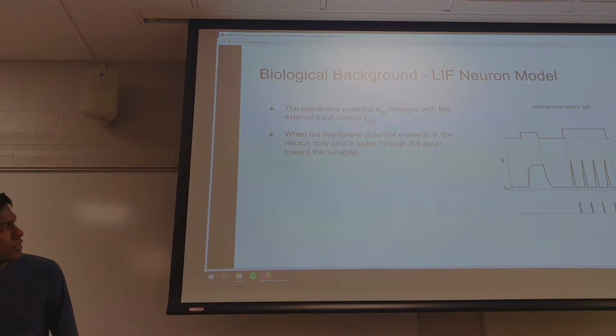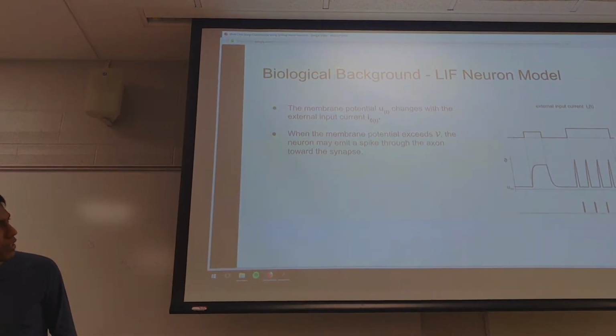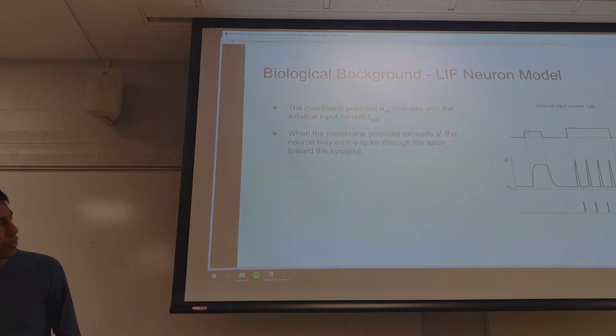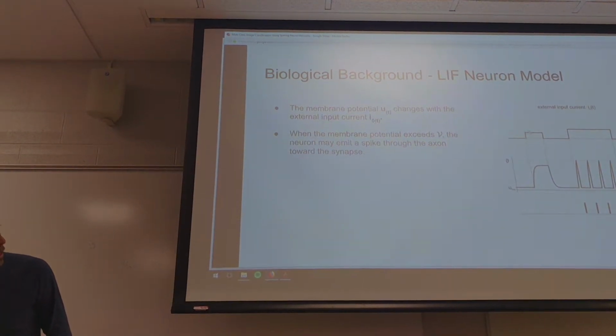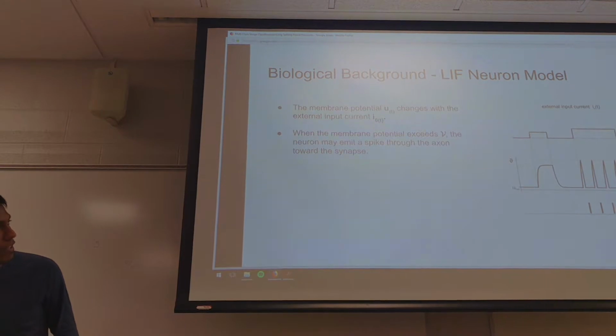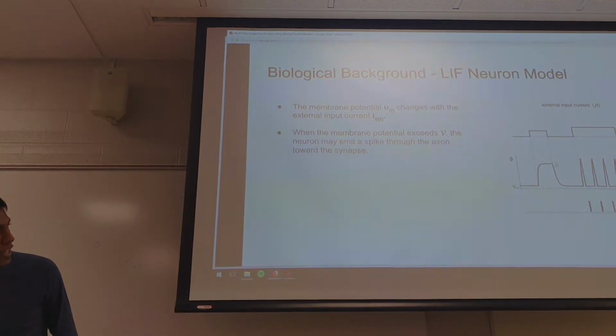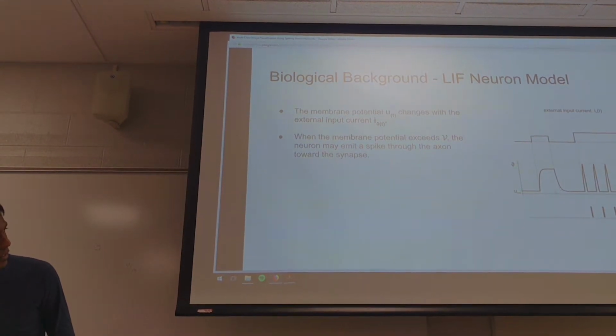So this is how the membrane potential changes with the incoming current to the neuron. Here we have a current that is flowing into the neuron, and the membrane potential is initially at the resting potential, and then it increases with time. Once the current becomes zero, due to the leakage, the membrane potential gradually reaches the resting potential.